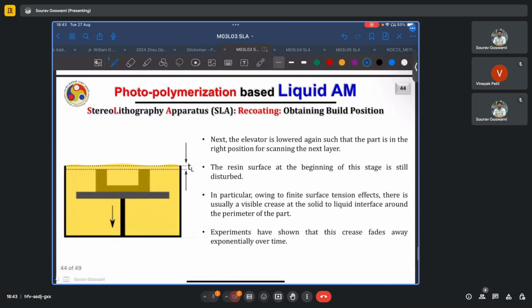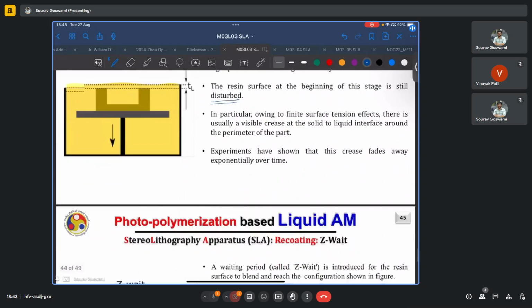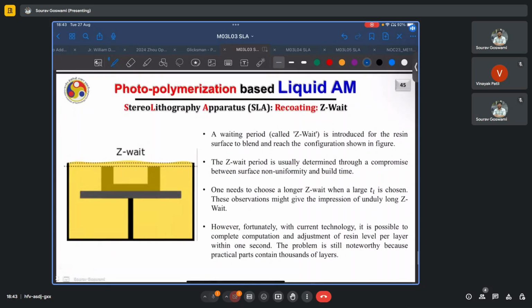The next step is actually obtaining the build position. So the elevator is lowered again and the part is in the right position for scanning the next layer. The resin surface after this stage will still be disturbed because you moved the elevator again, even by a small distance. In particular, owing to the finite surface tension effects, there is usually a visible crease at the solid to liquid interface around the perimeter of the part. Such creases will fade away exponentially over time. So if we give it some wait, it is reasonable to expect that the creases fade away.